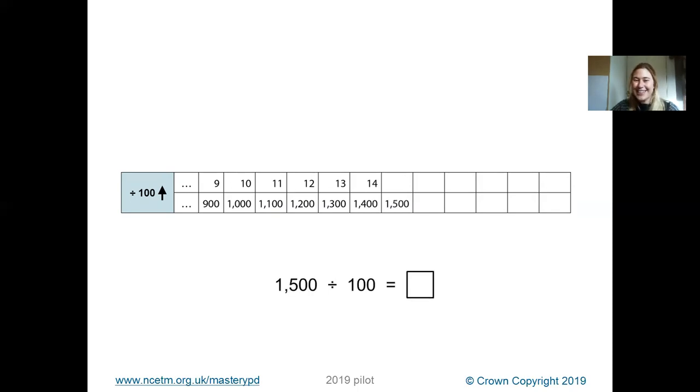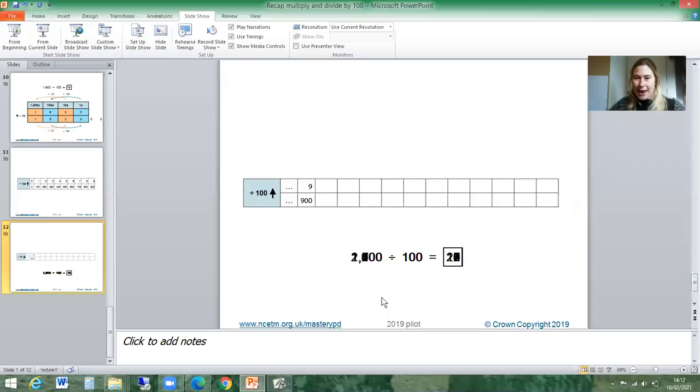1,500 divided by 100 is 15. 1,600 divided by 100 is 16. 1,700 divided by 100 is 17. 1,800 divided by 100 is 18. 1,900 divided by 100 is 19. And 2,000 divided by 100 is 20. Super. Hopefully that's been a good recap for you.